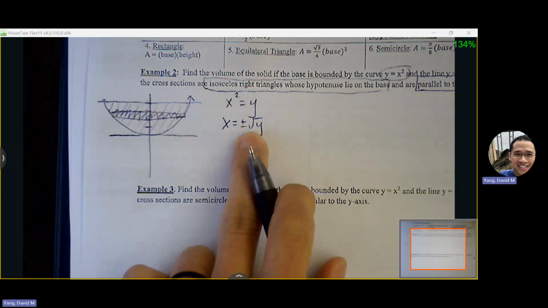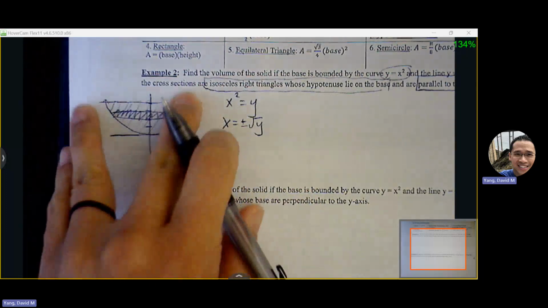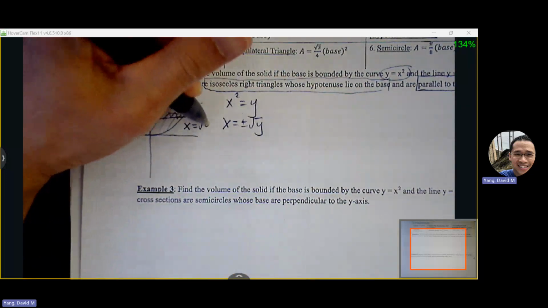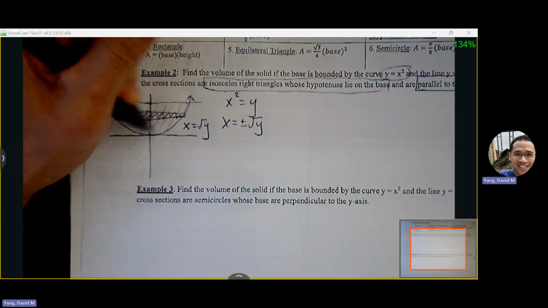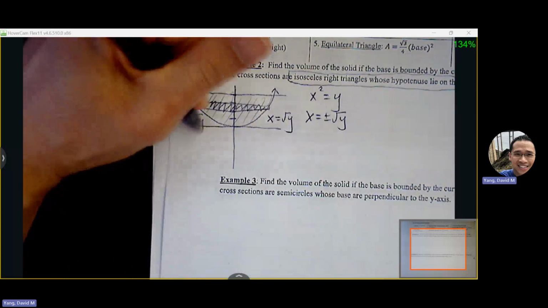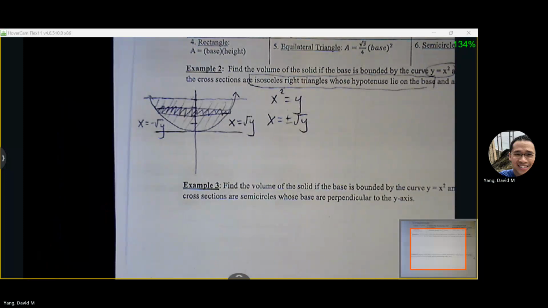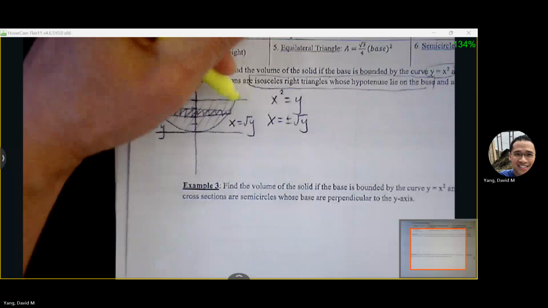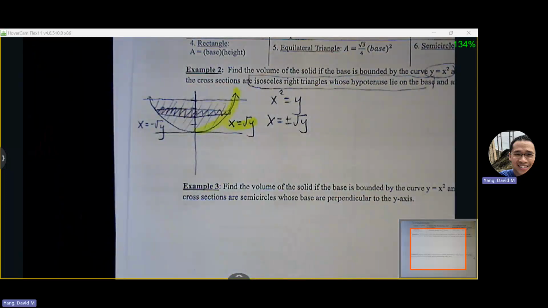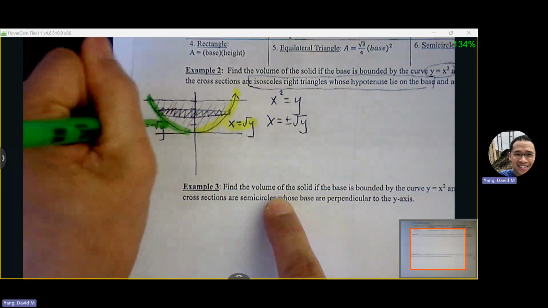This actually ends up giving us two equations, which we need both because they will act as different sides of the parabola. So we have x equals root y for the positive first quadrant portion, and then x equals negative root y is for the negative version. So this portion is x equals root y, and this portion is x equals negative root y.